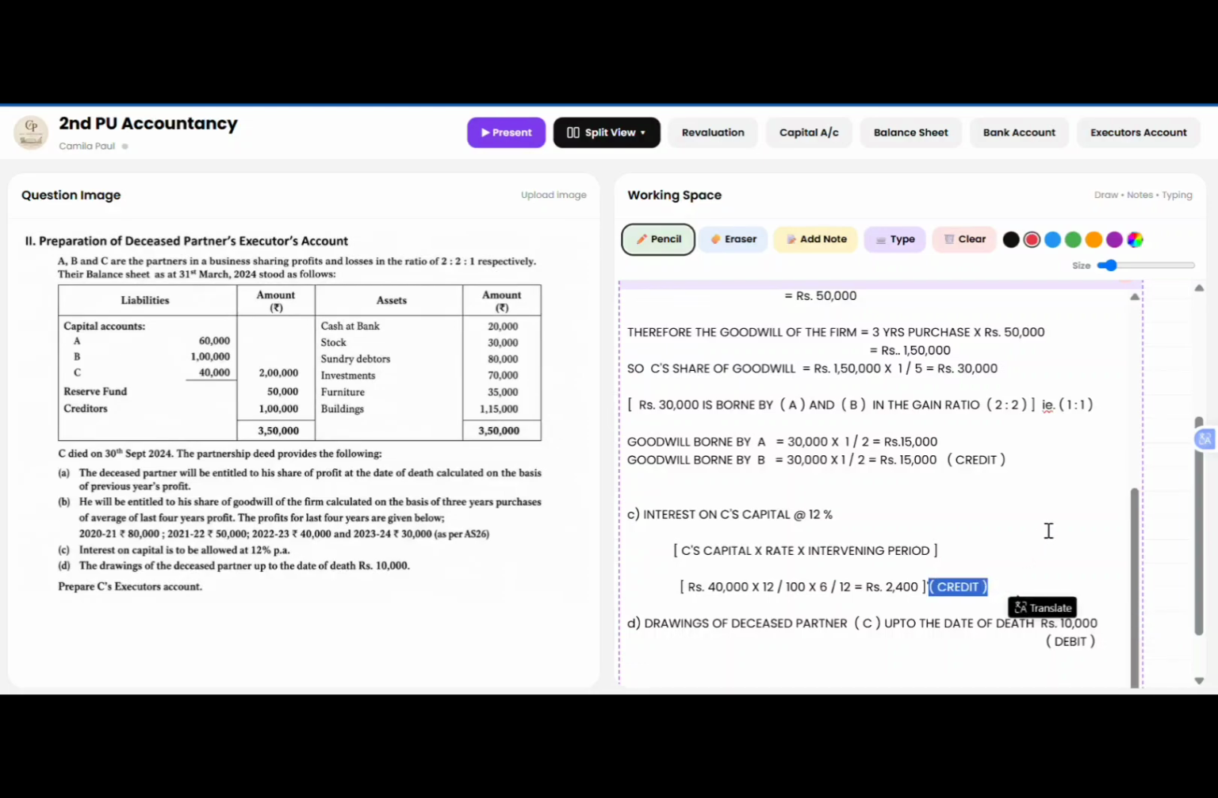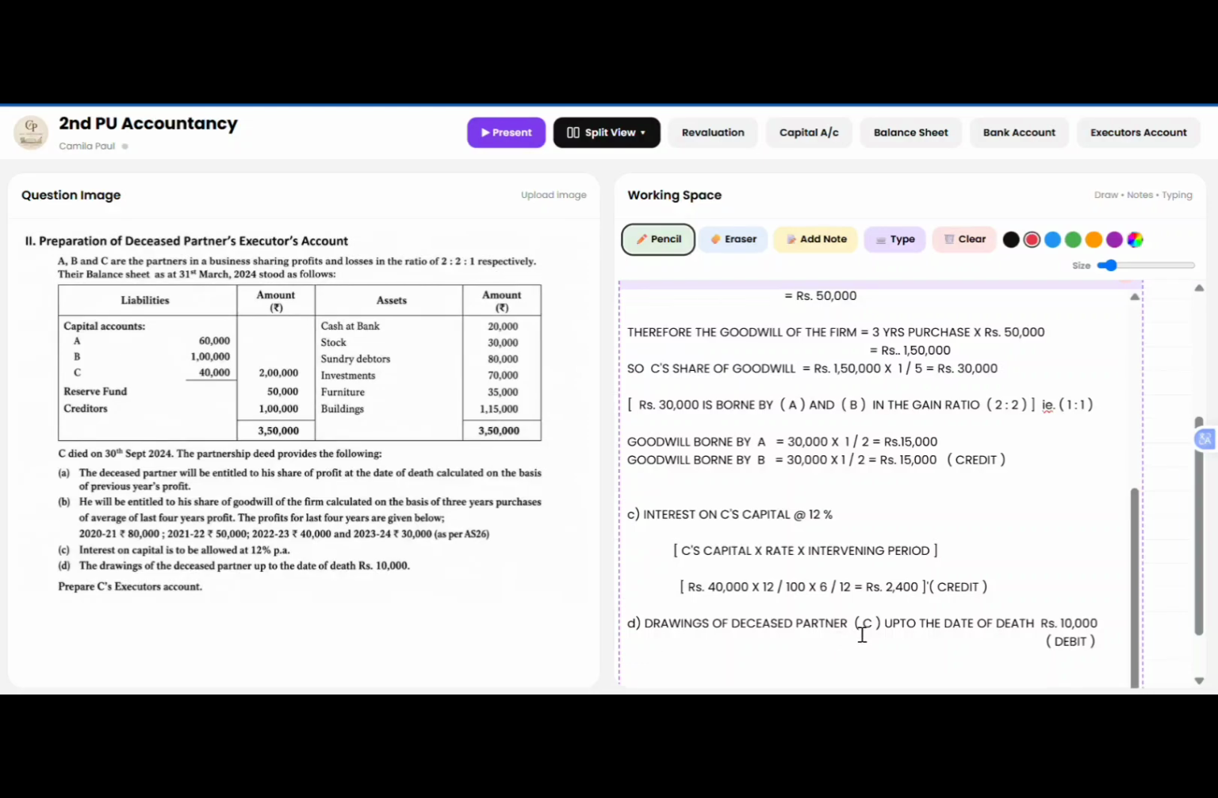Then the last adjustment is the drawings of the deceased partner should be provided up to the date of death rupees 10,000. So here the drawings of the deceased partner, that is C's drawings up to the date of death is 10,000.